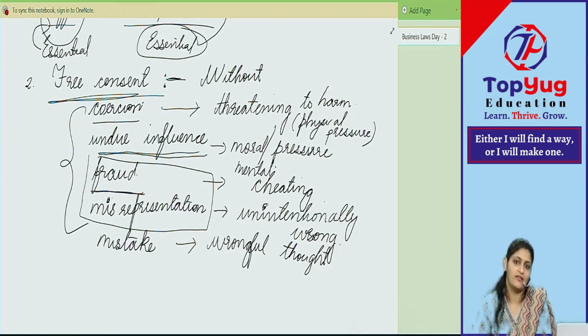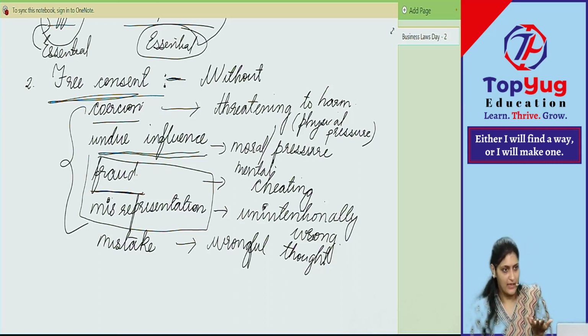It is a mistake. Got this point clear? Okay. So if contracts are entered under coercion, under undue influence, under fraud, under misrepresentation, or under mistake, it is considered to be not a contract. Anything apart from these, contract. Got this point? Anything apart from these, law is saying that there will be free consent.